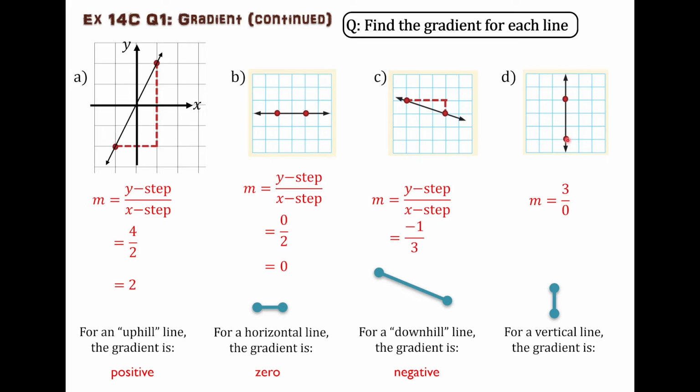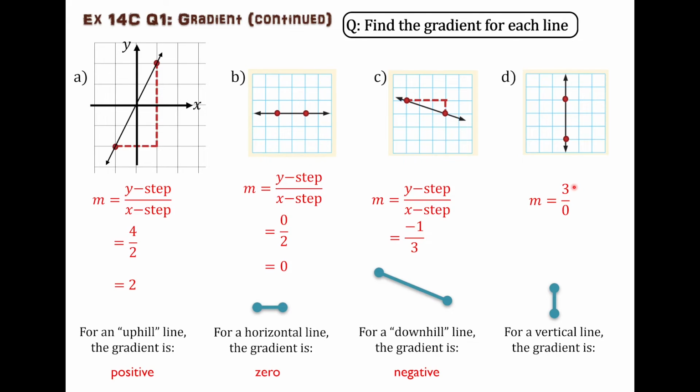If I pick my 2 points, like here and here, the x step, well, I don't go to the left and I don't go to the right. I don't go across at all. So my x step is 0. My y step is 3 because I can go up 1, 2, 3. So the y step is 3. The x step is 0.